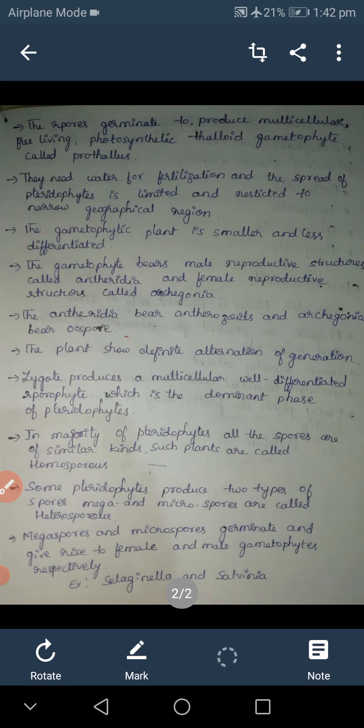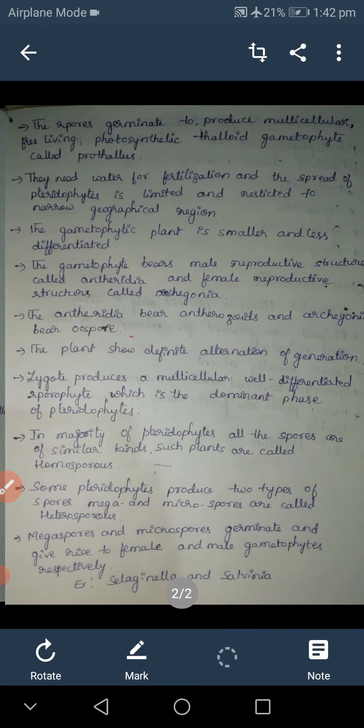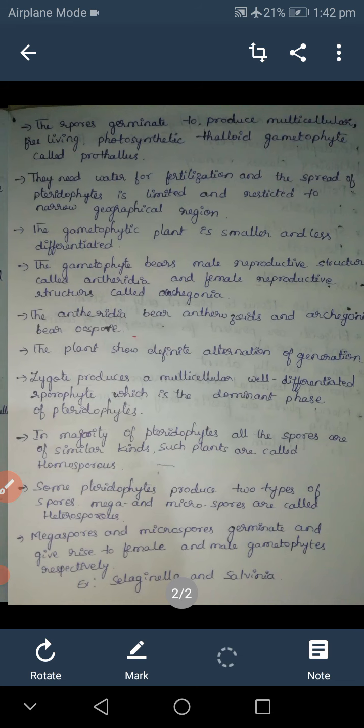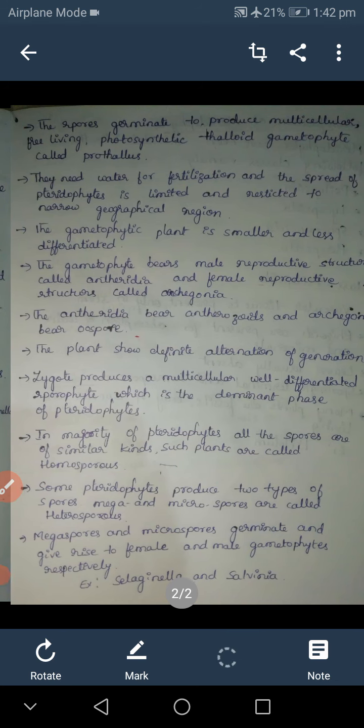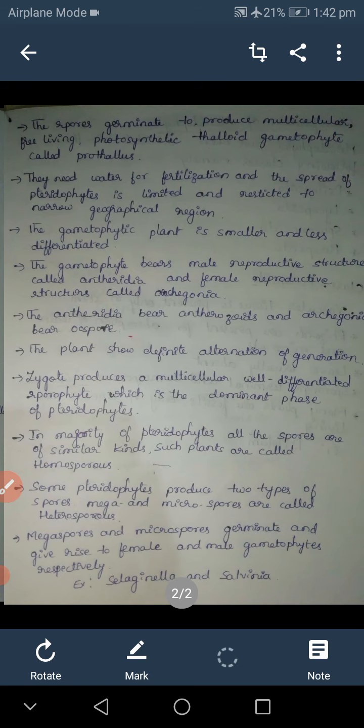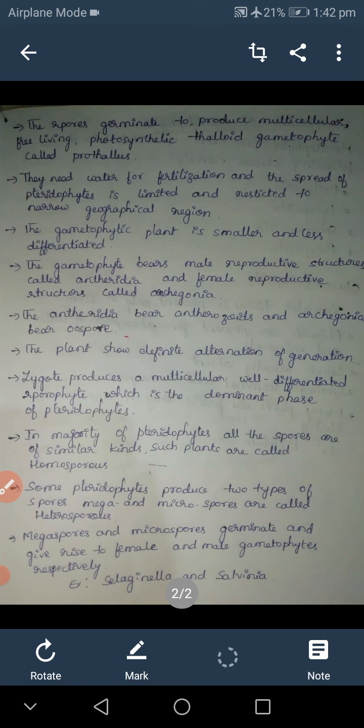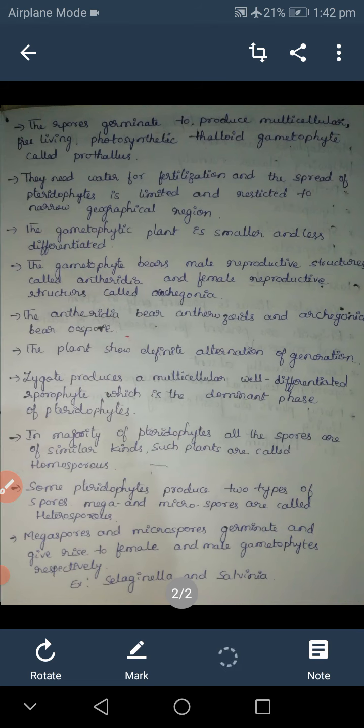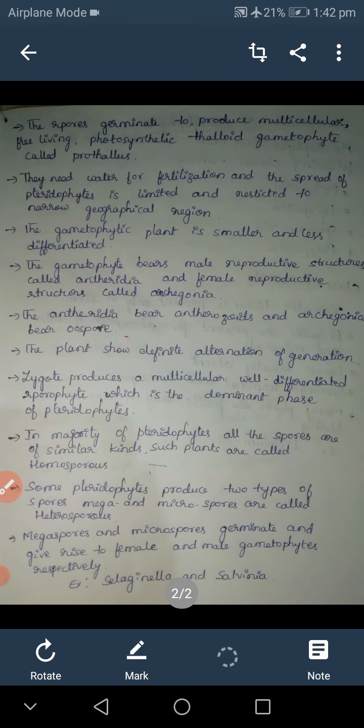Next, they need water for fertilization, and the spread of pteridophytes is limited and restricted to narrow geographical region. The gametophytic plant is smaller and less differentiated. The gametophyte bears male reproductive structure called antheridia and female reproductive structures called archegonia. The antheridia bear antherozoids and archegonia bear oospore.